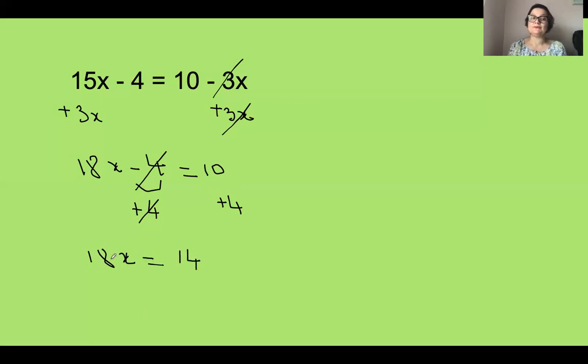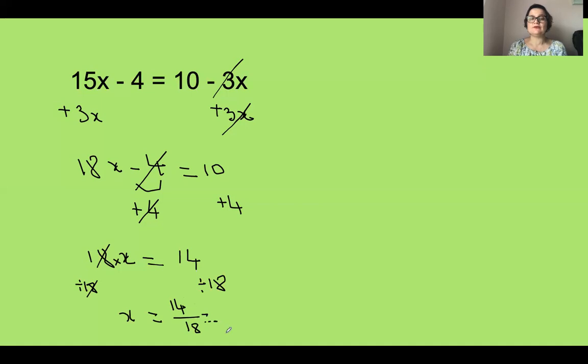Again, it's 18 times x. So we need to get rid of the 18 by applying the opposite operation, because 18 multiplies the x. So we need to divide by 18, both sides. And then we get rid of the 18 like that. x equals 14 over 18.